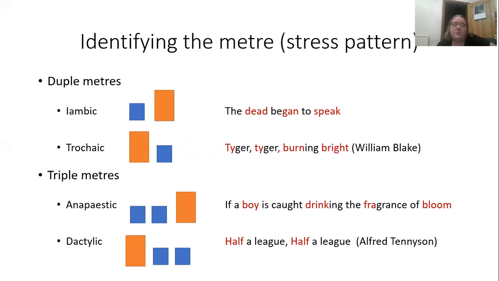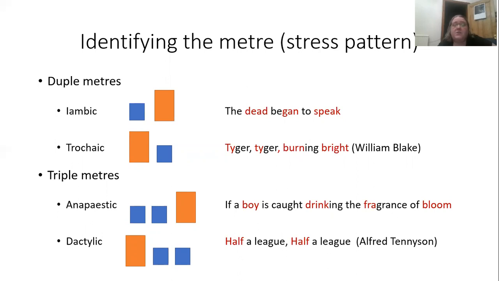Trochaic goes DUM-da. The first syllable is stressed and then unstressed. So one of the most famous examples is Tiger, Tiger by William Blake, which goes Tiger, tiger, burning bright. There's a syllable missing at the end, and we'll come back to that as an irregularity later. But that is the stress pattern that we're seeing. Tiger, tiger, burning bright. That's a trochaic tetrameter.